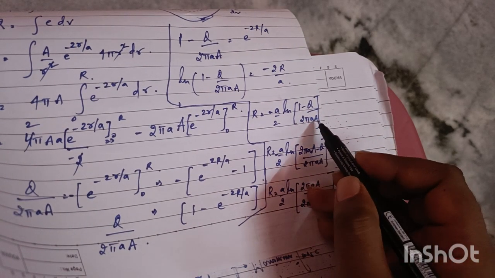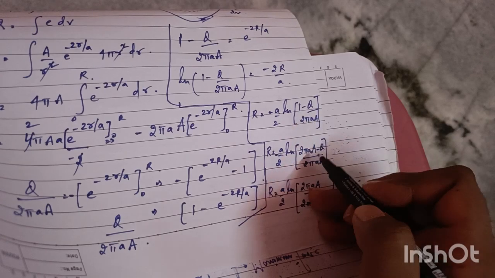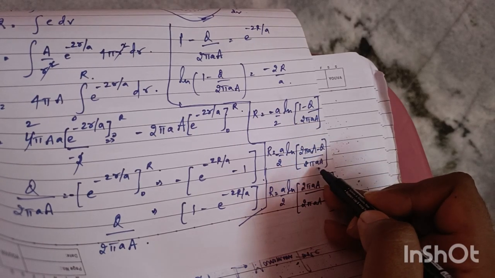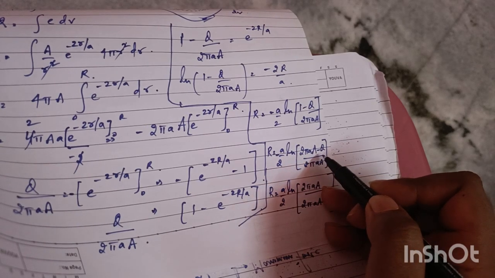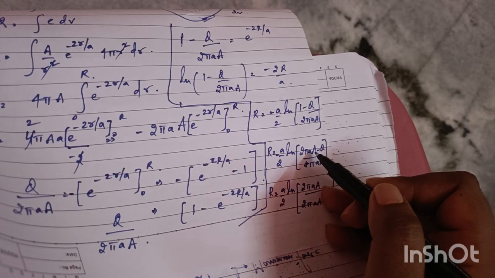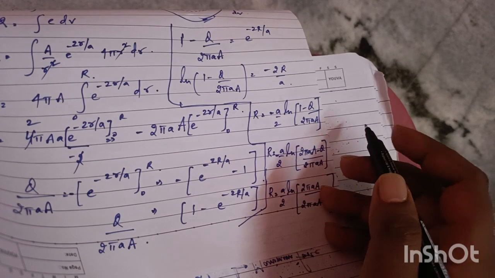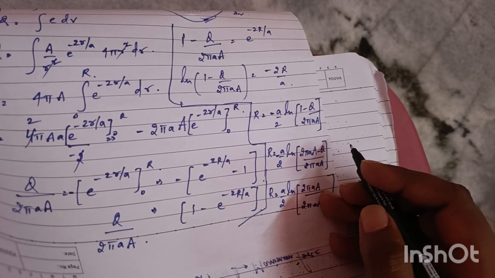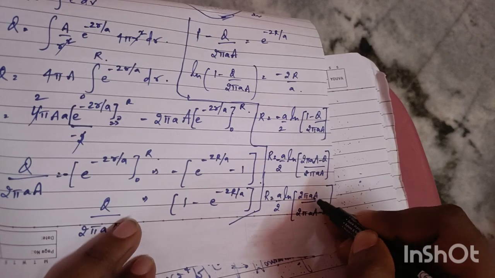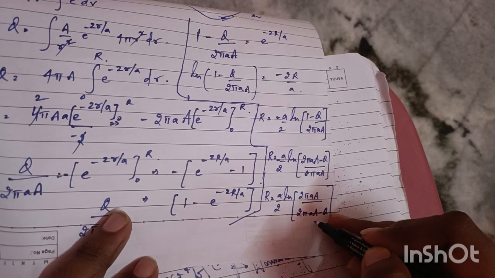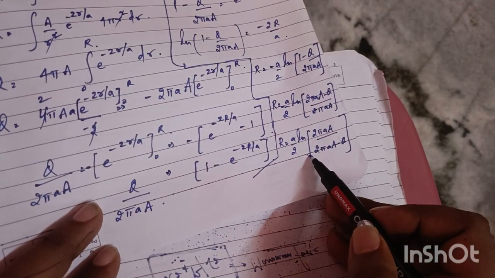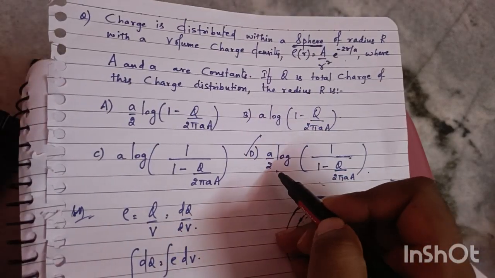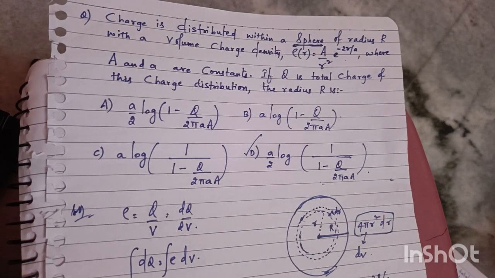I've taken the LCM here, so 2 pi A a minus q by 2 pi A a, with a minus sign here. If I take the minus inside, this will be reversed, because ln of a by b is ln a minus ln b, and the reverse is ln b minus ln a. If I divide this by 2 pi A a, I'll get 1 by 1 minus q by 2 pi A a, which is our option here. So this one and this one are equivalent, and the correct option would be the fourth one. I hope you got the idea.